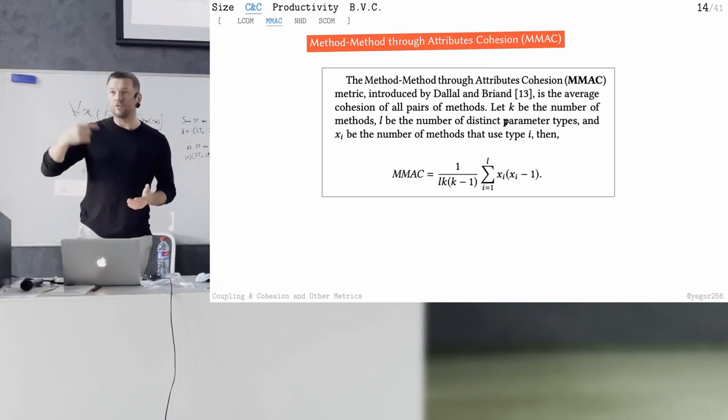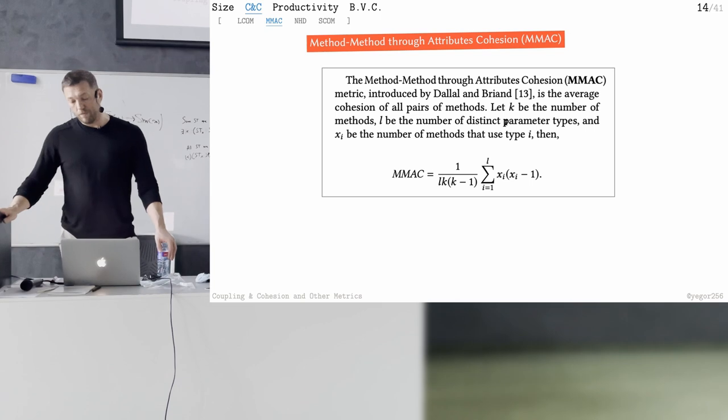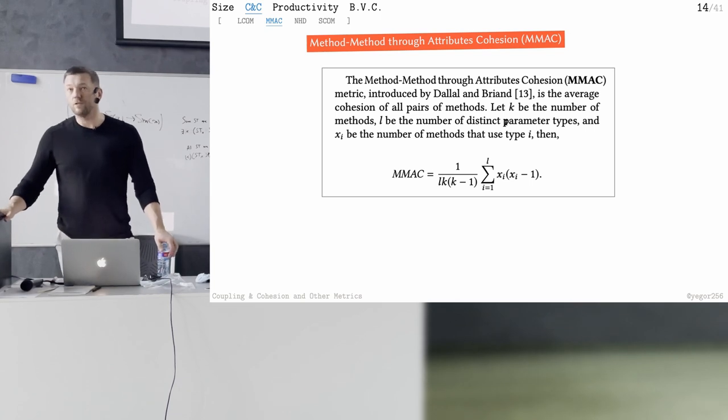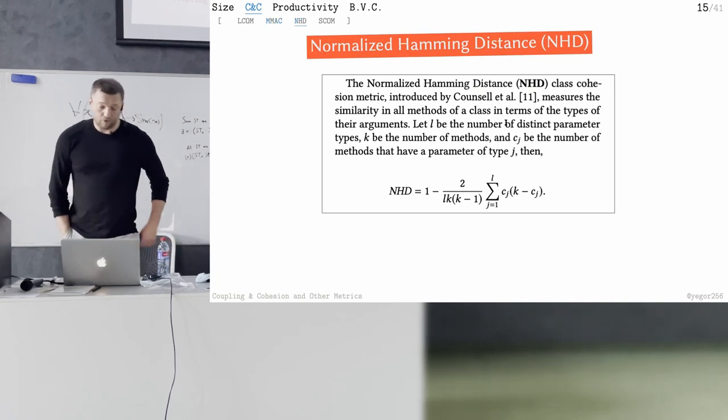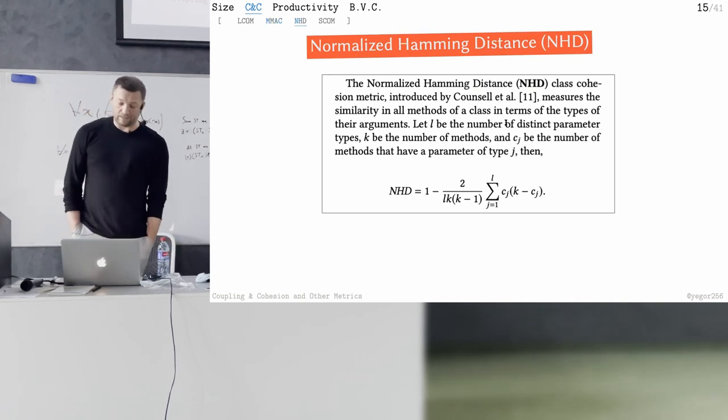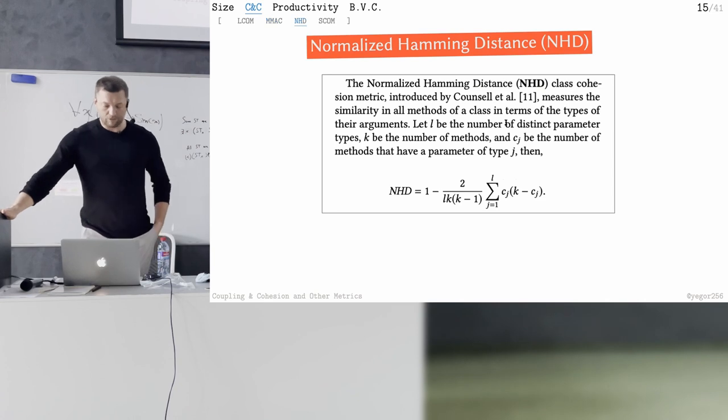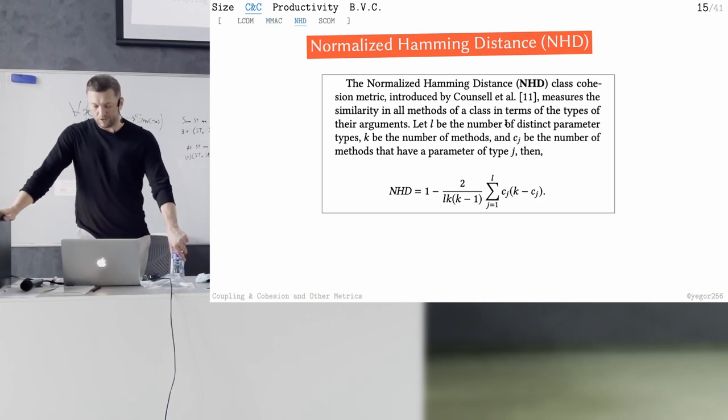And that's why people keep introducing these metrics. And now even people use machine learning for that. So they're trying to use machine learning to understand these metrics. Another one is called normalized Hamming distance. It's an interesting name, some Hamming distance, which is something they had before the cohesion.